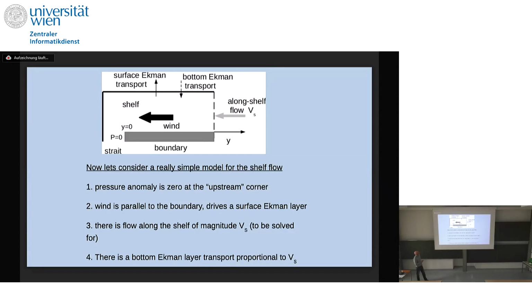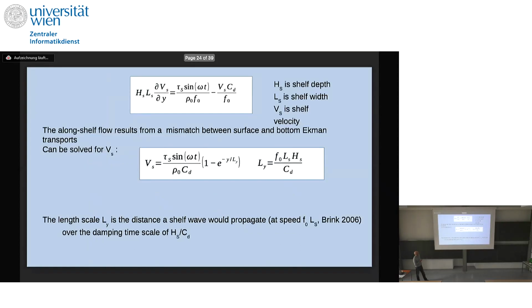That along shelf flow has associated with it an onshore bottom Ekman layer transport. So I'm going to assume the pressure anomaly is 0 here, below the wind, and I'm going to develop a model that just relies on closing that mass budget. The thing I don't know is this V sub s, the velocity along the shelf.